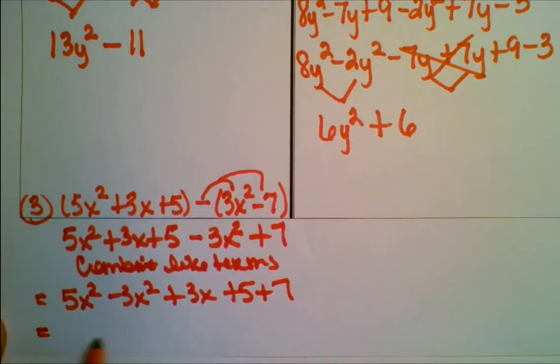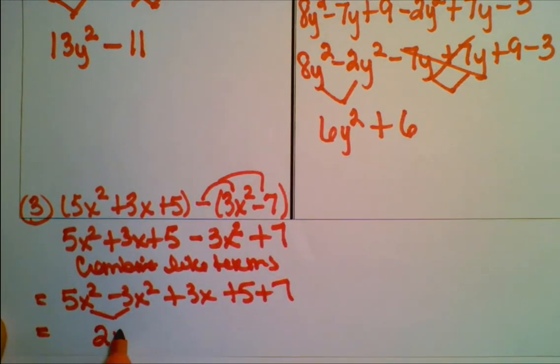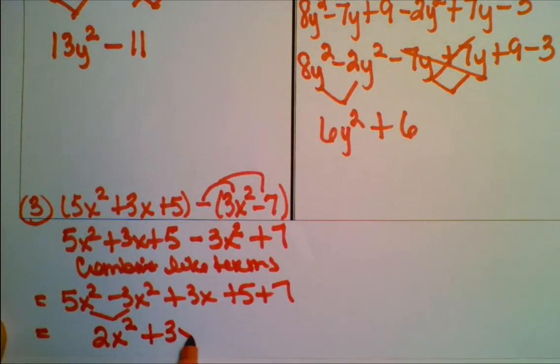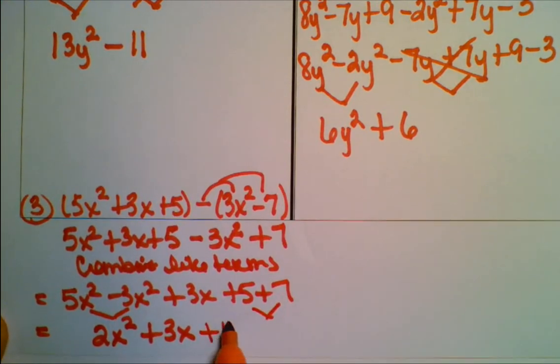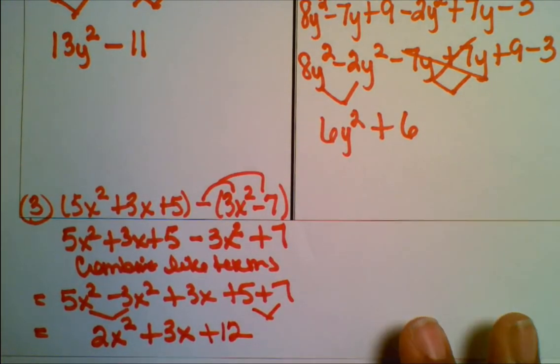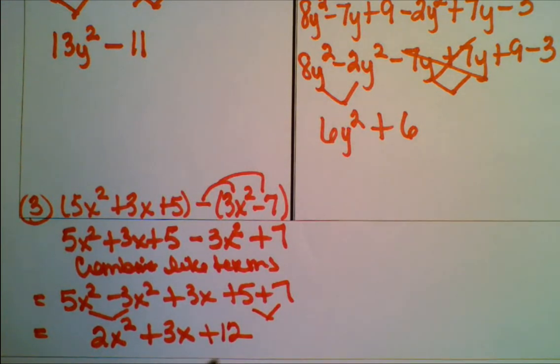So we have here our x squareds. We have 5x squared minus 3x squared, which gives us 2x squared. Bring down the 3x. We don't have anything to add or subtract to it, but it's part of the answer. And then we're going to add 5 and 7, and 5 plus 7 gives us 12. Now, we cannot bring these terms together. We have 3 different terms. We are finished with this example: 2x squared plus 3x plus 12.